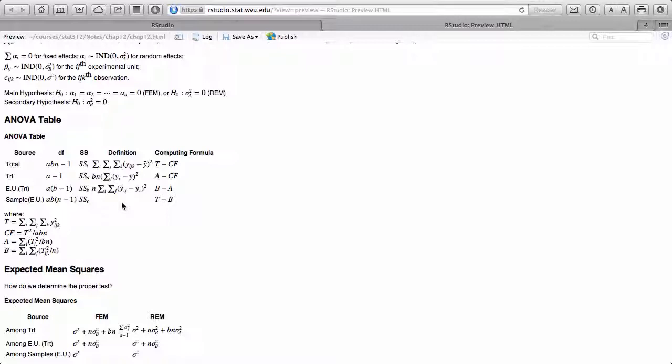But again, if you in fact were doing it by hand, that wouldn't be the way you do it. You'd use the computing formula. But let me just indicate for the treatment effect, I'm looking at the y bar sub i's. Those are the treatment means, and I'm averaging over two subscripts, the j and the k. And then y bar is, again, the grand mean, where I'm averaging over all three subscripts.